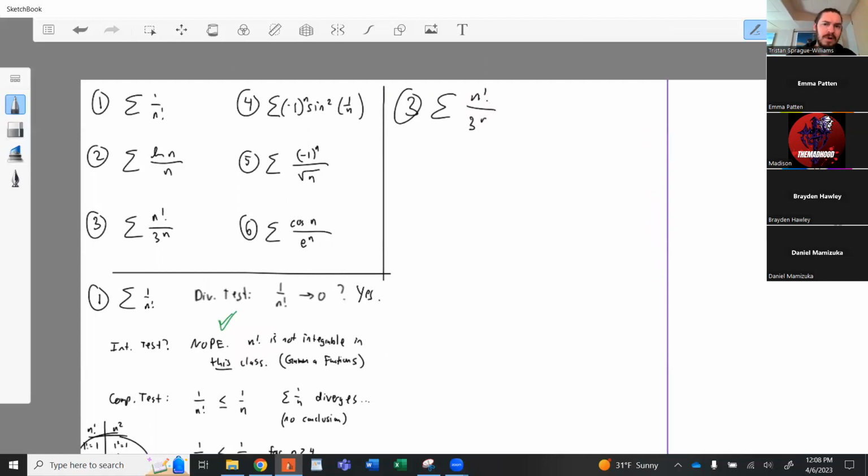How could we possibly go about figuring out number 3? Integral test is off the table again. It's got that factorial in the numerator. Divergence test? Tell me.